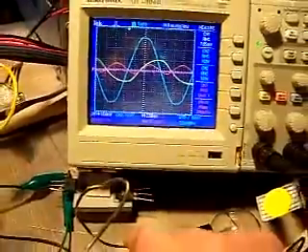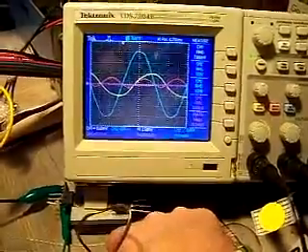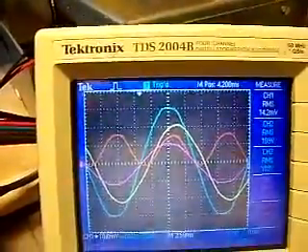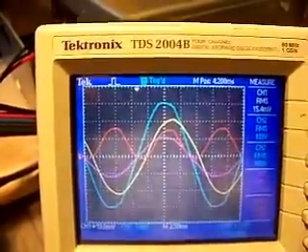Now I want to show you what happens when the conventional transformer is placed on load using this light bulb. Okay, so now we're on load, and as you can see, I'm going to put it on to no load here.